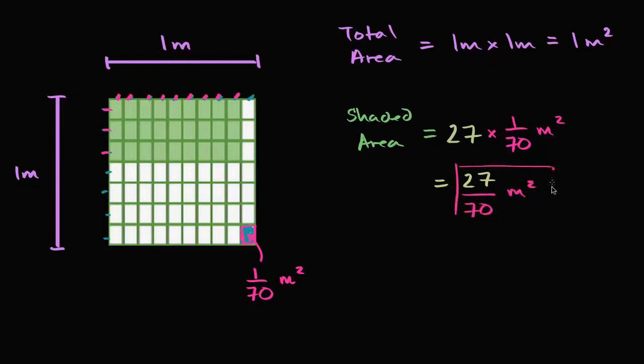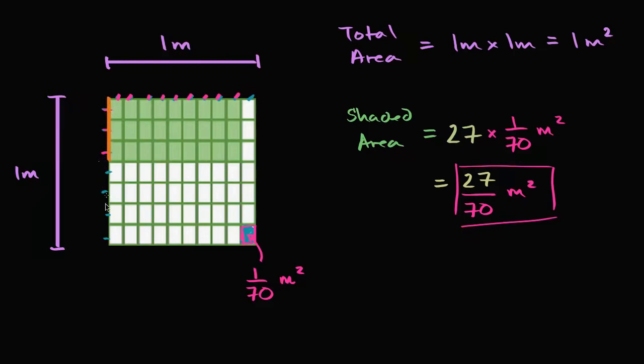But what I want to appreciate now is that there are multiple ways that we could have tackled this. Another way we could have tackled it is to figure out what the dimensions are of the shaded area. So for example, what is the height of just the shaded area? So just that height right over there. And I encourage you to pause the video and try to think about what it is. And it's going to be a fraction.